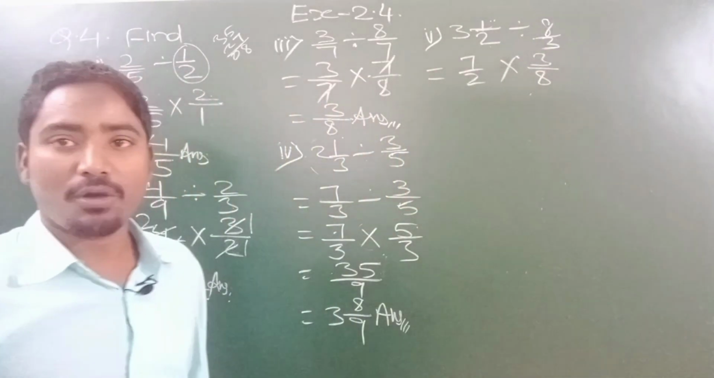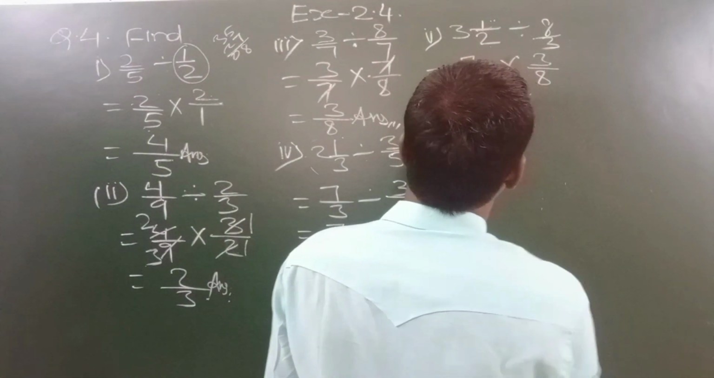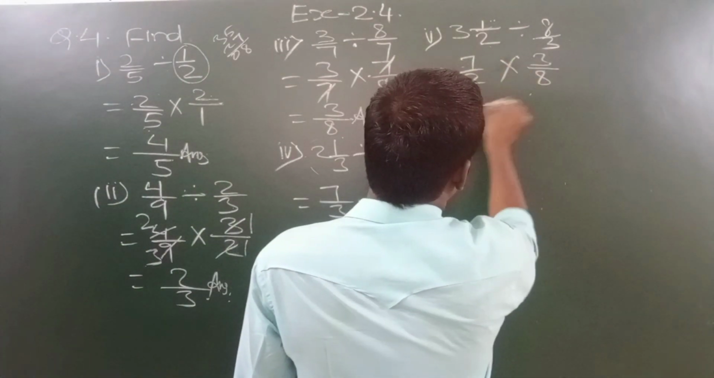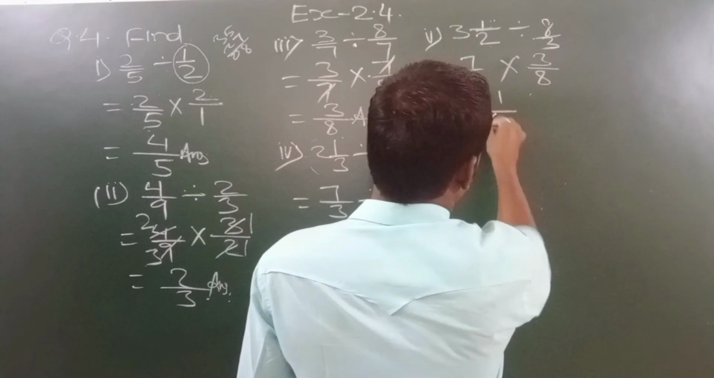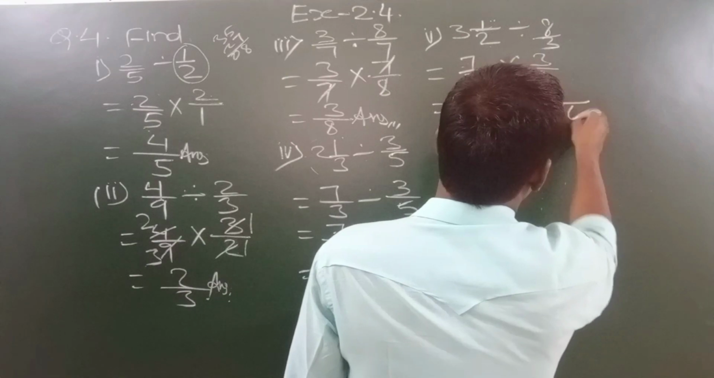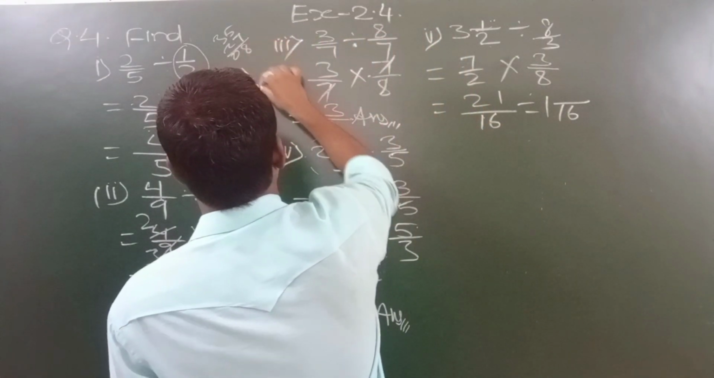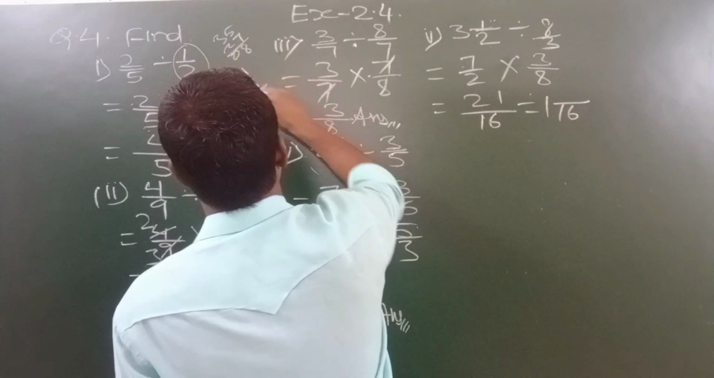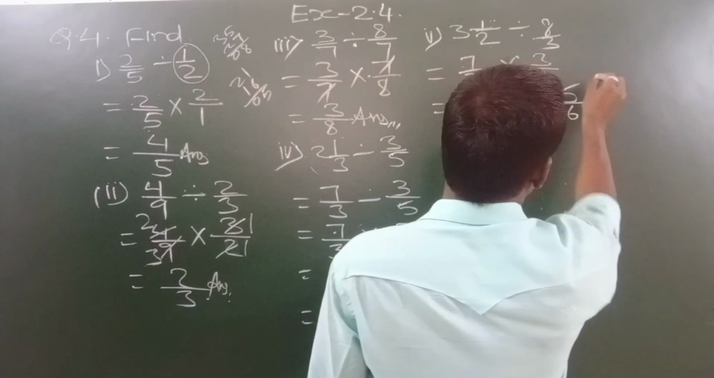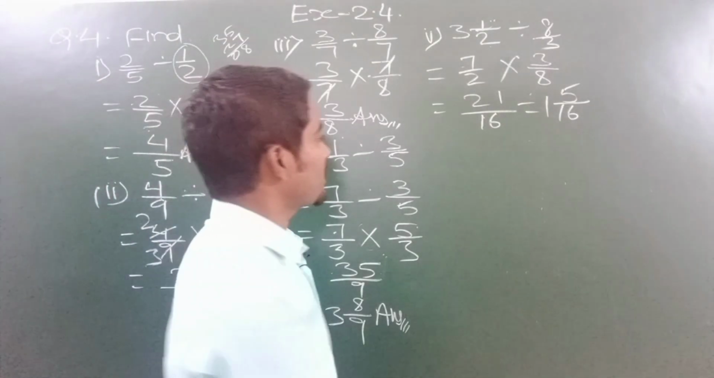Now look out for the common factor. As I can see, no common factor, I think. So multiply: 7 3s are 21 and 8 2s are 16. Now again you can convert it. 16 1s are 16, and how much will remain? 21 minus 16 is 5. So here you will have 5. Okay, so this was your segment number 5.